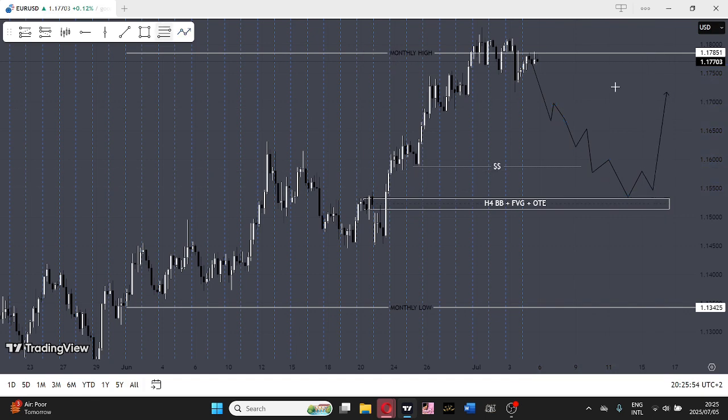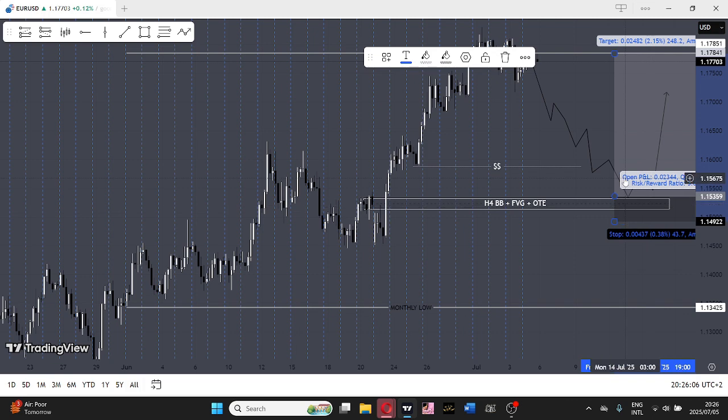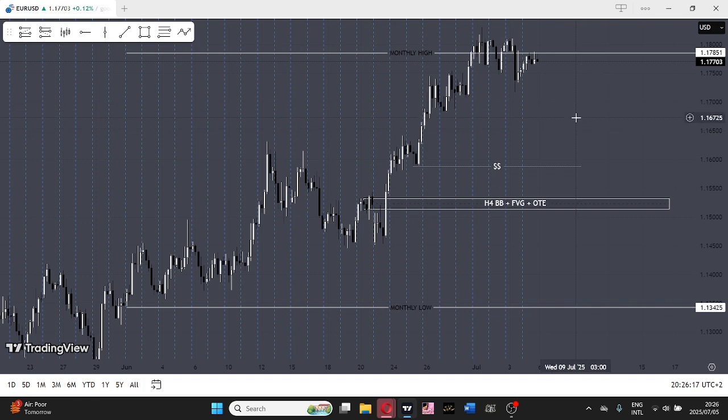Then I'll target the previous month high like this. Stop loss just below, somewhere around this. This is not a signal, I'm just showing you how I would approach this type of setup. So let's move on to another currency pair, which is also paired against the dollar.